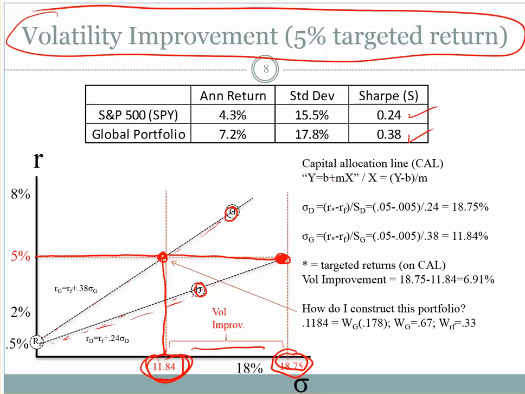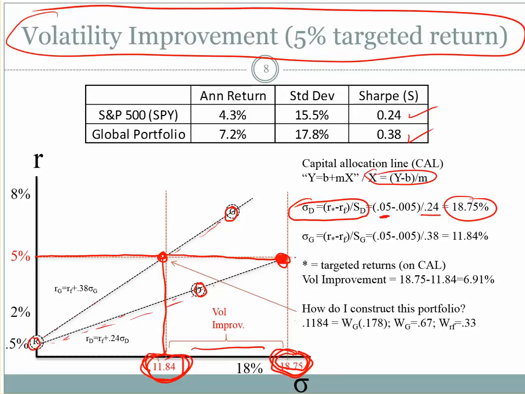of using y equals mx plus b, we're going to solve that equation for x and say x equals y minus b over m. Or the standard deviation is the return minus risk-free rate over the standard deviation, or the Sharpe ratio. So for our domestic portfolio, right here, our desired level of combined return is 5%. Our risk-free rate is 0.5% in this example, and our Sharpe ratio is 0.24.